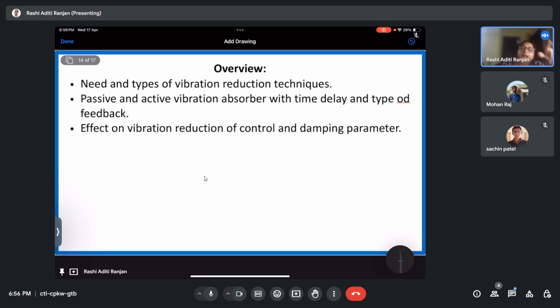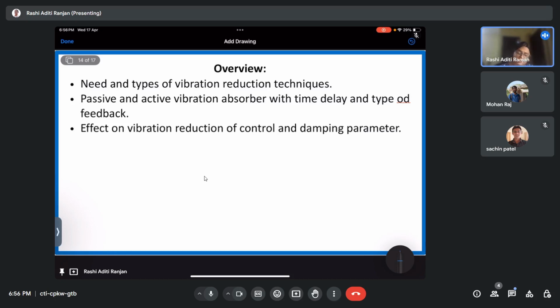In the case of an active vibration absorber, we use active or smart materials like electroactive polymers, magnetorheological elastomers, shape memory alloys, or these kinds of materials. These materials are smart materials because they deform or show a change of properties because of external stimuli like an electric field, magnetic field, or temperature, and so on, right?